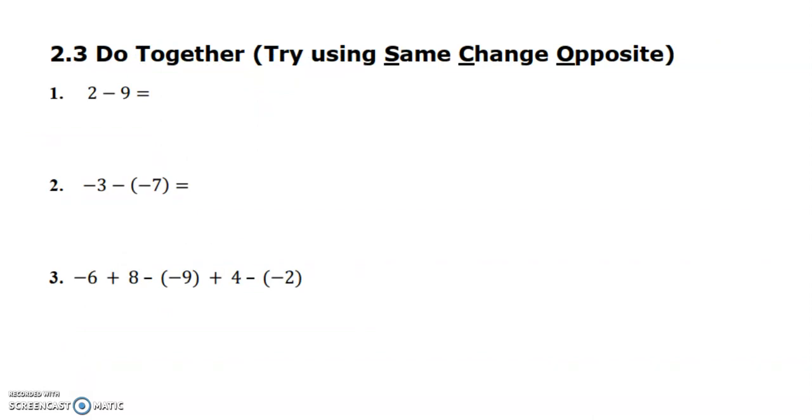For the do together section, we're going to try using same, change, opposite. And remember, if you find that the brackets are distracting, you can always rewrite below. So I'll show that for these three questions. Number 1 doesn't have any brackets, but it's 2 minus 9. So we're going to keep the 2 the same. We're going to change to adding.